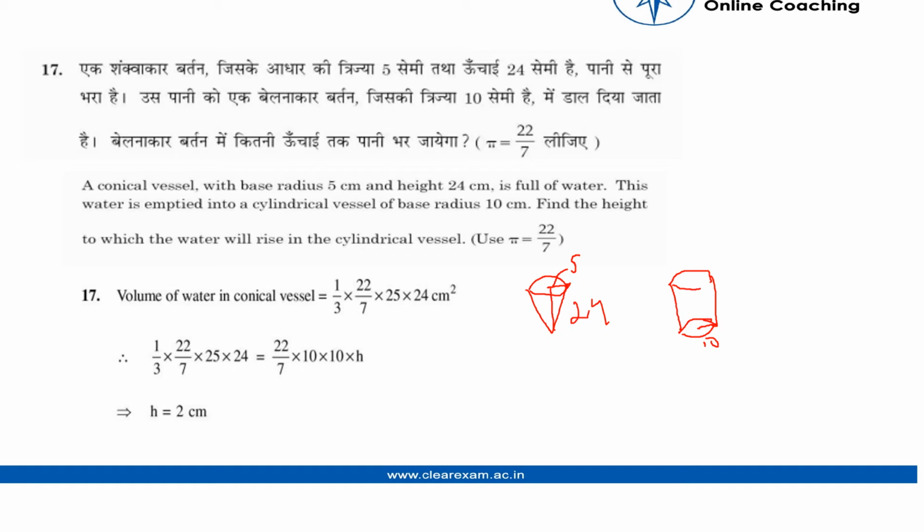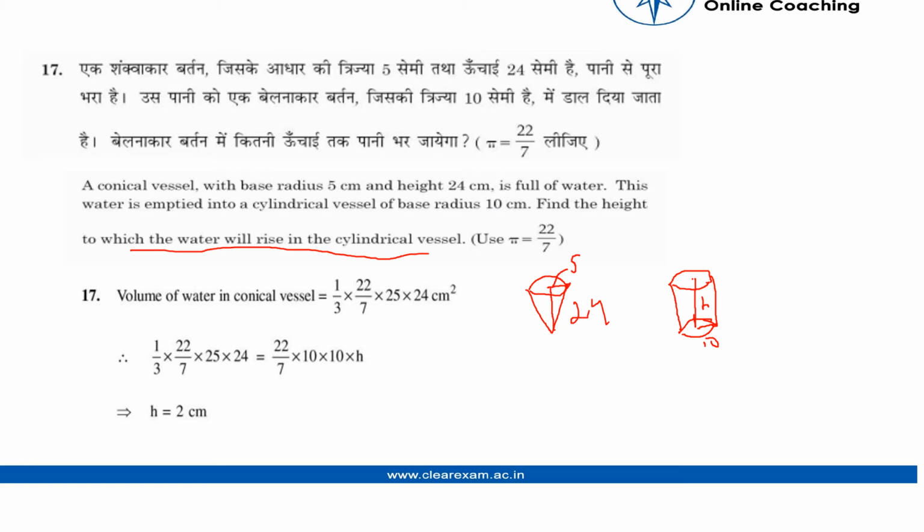So we have to find the height the water will rise to in the cylindrical vessel. We need to find this height h. By transferring the water from the conical vessel to the cylindrical vessel, we know that the volume of the water will be the same in both of the vessels.